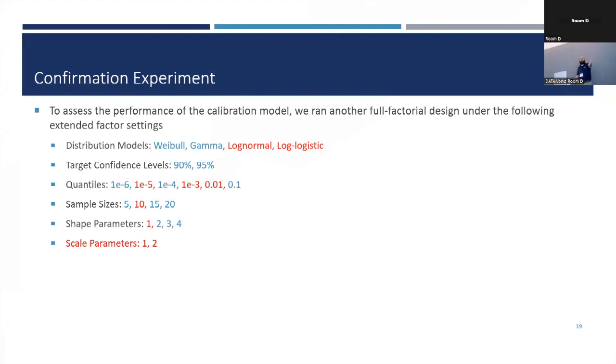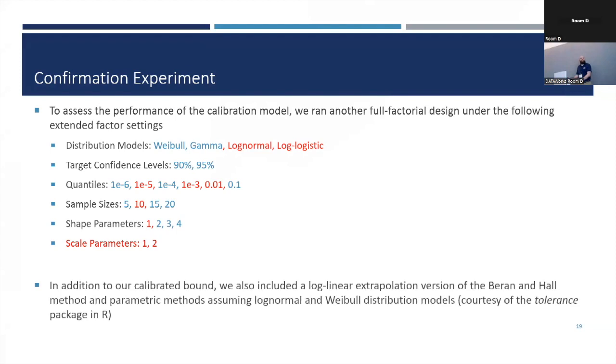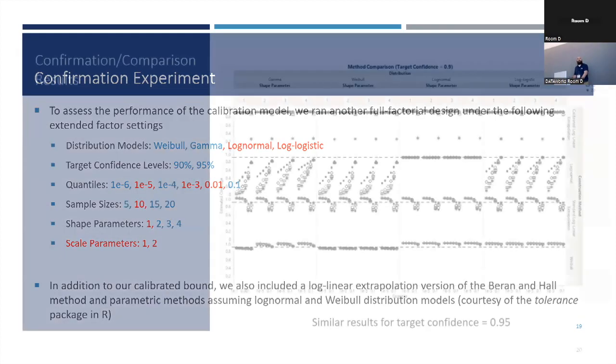While also confirming and seeing how well it performs in these new situations, we also said we're going to compare it to other methods. So we've got a standard log linear extrapolation using the Barron-Hall. That's the simpler approach. We also compared it to 2 parametric methods, the log normal and Weibull distribution models, because those are the popular parametric approaches. And that was done using the TOGS package in R.